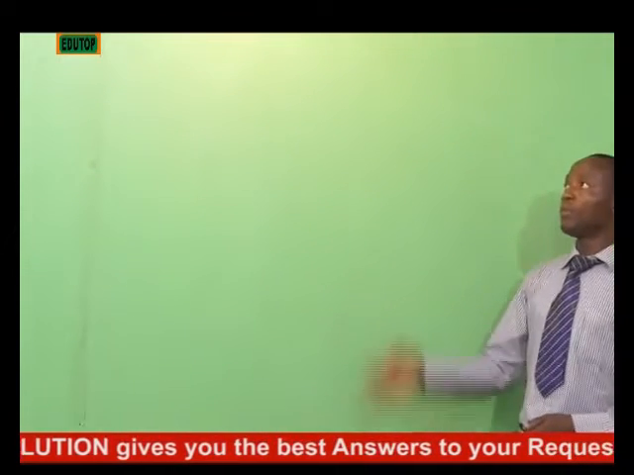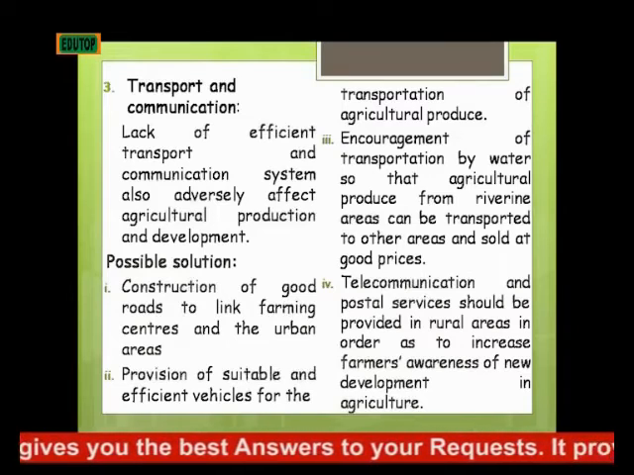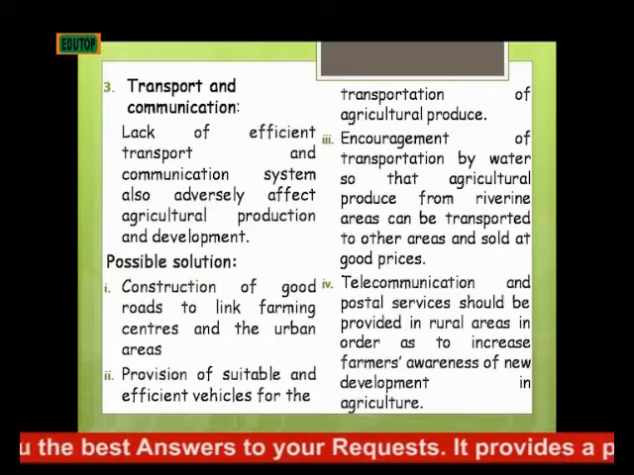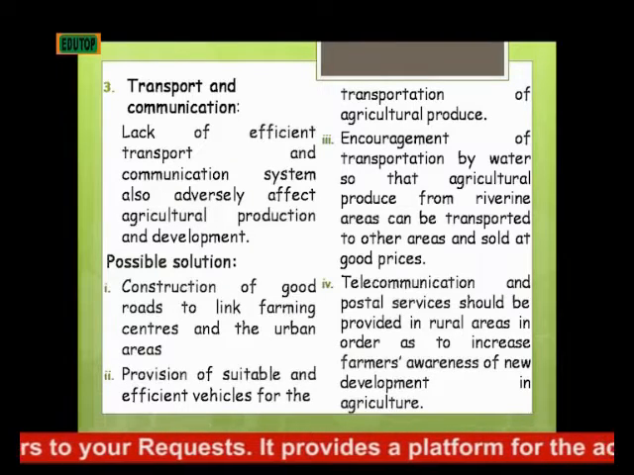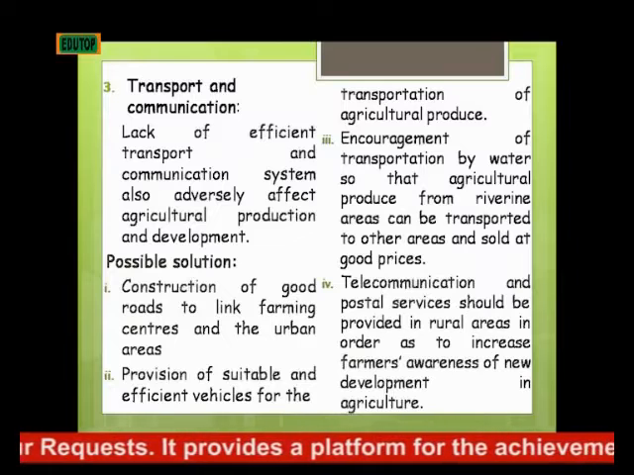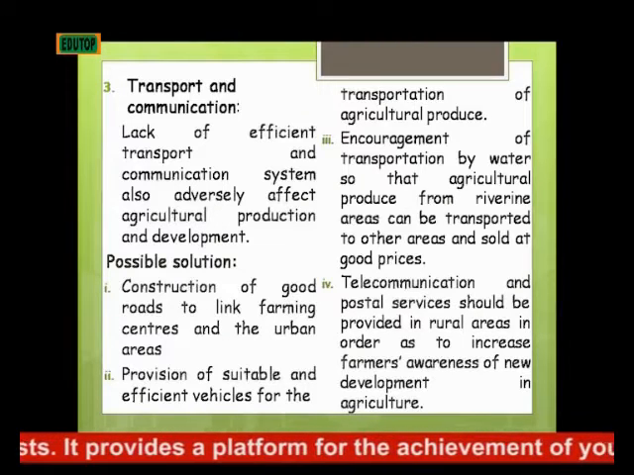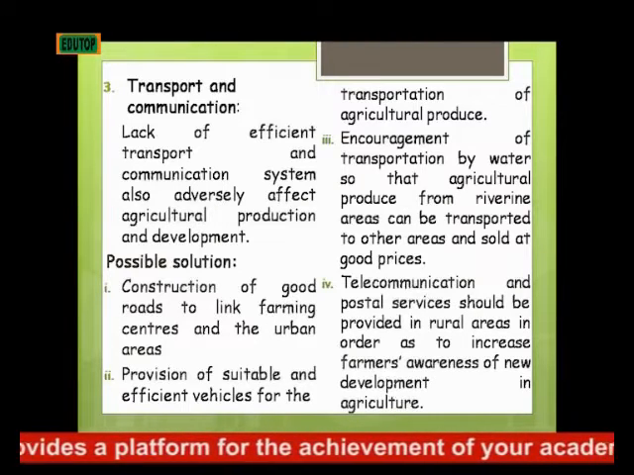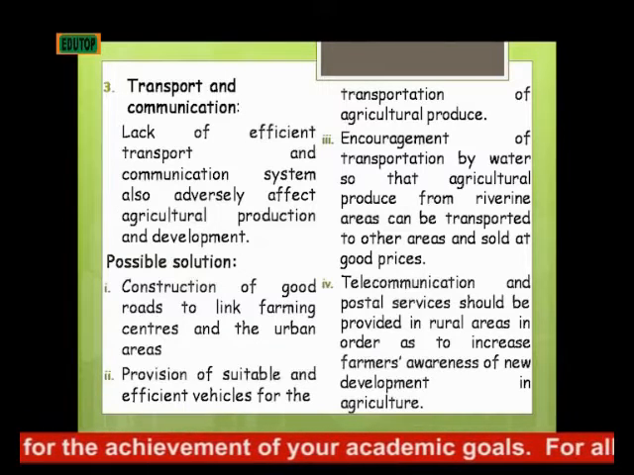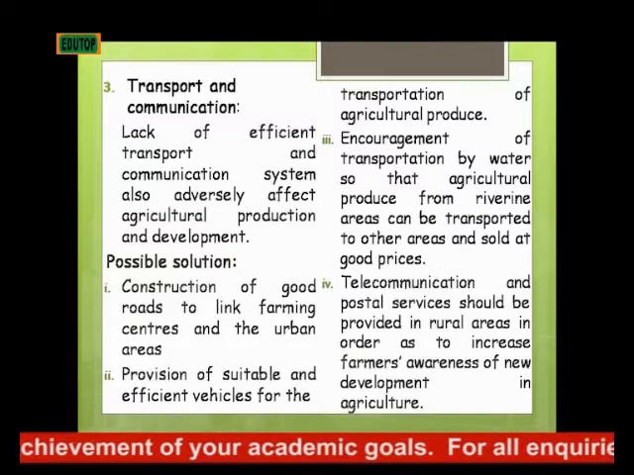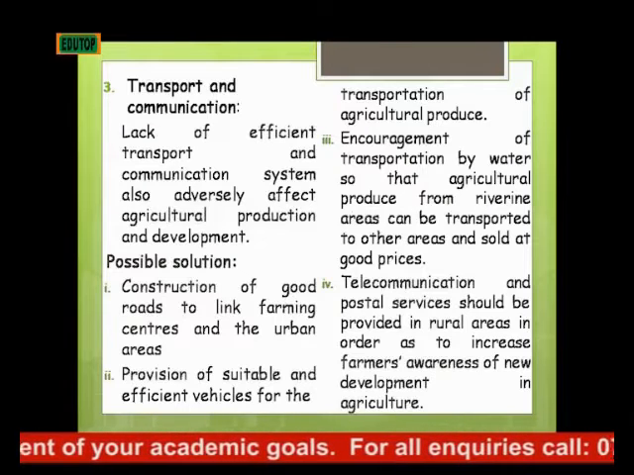Then the number 3 problem that we'll be looking at is transport and communication. Lack of efficient, and inadequate, transport and communication systems also adversely affect agricultural production and development. Now, how does this affect it?